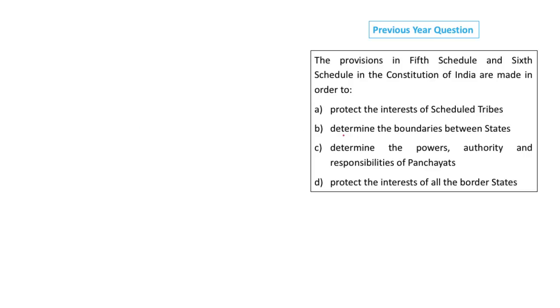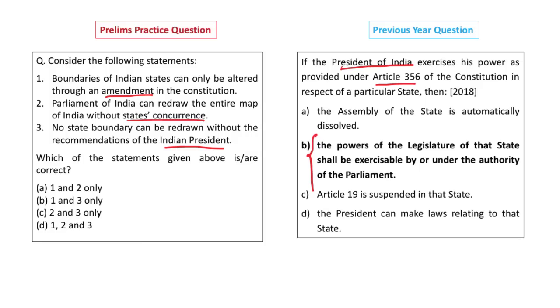See, UPSC has put the option determine the boundaries between the state. Although it is not the correct option, even the incorrect options in the MCQ questions tell you what the examiner is thinking about. It tells you the area of focus of UPSC. So you need to understand the amending power of the parliament concerning the boundaries of the states. It is correct that no boundary of the state can be redrawn without the recommendation of Indian President.